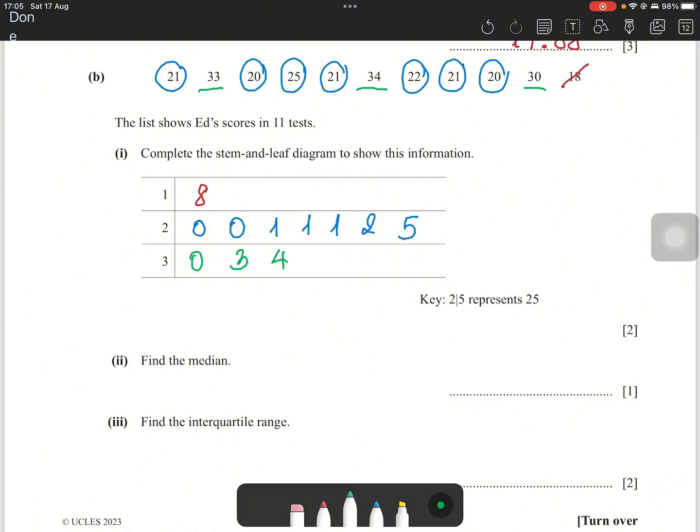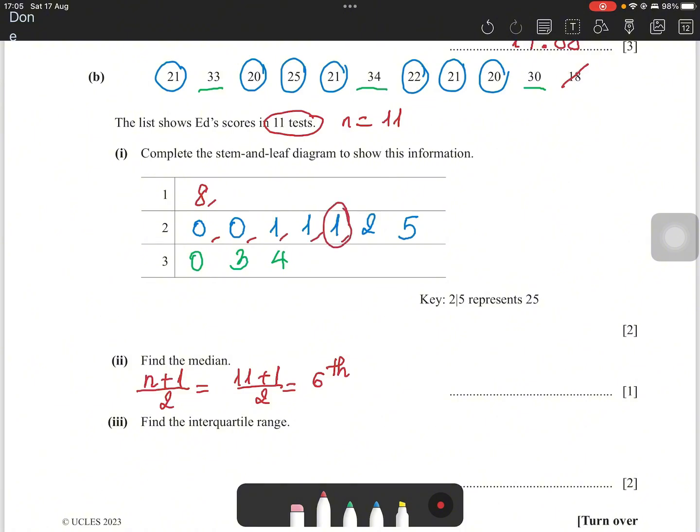Second question, find the median. In this case, we see that there are 11 tests, which means n is 11. Then to find the position of the median, we use the formula n plus 1 over 2, which means 11 plus 1 over 2 equals the 6th value. So we count 1, 2, 3, 4, 5, 6. The 6th value is 21. So the median is 21.